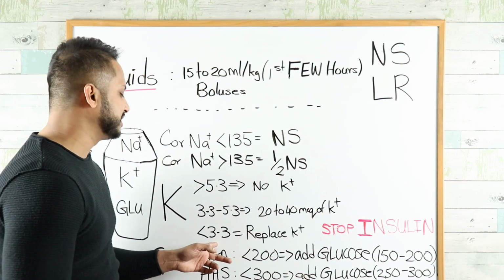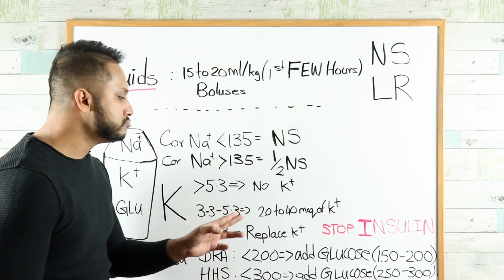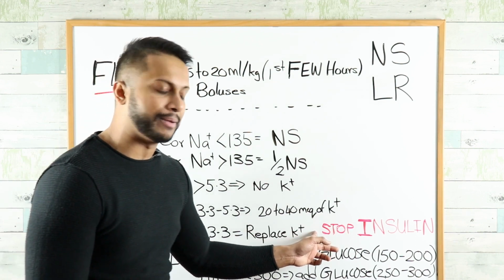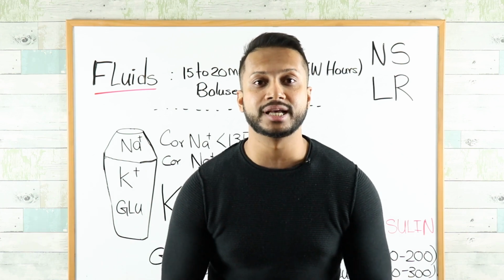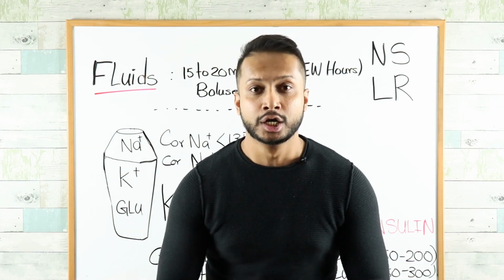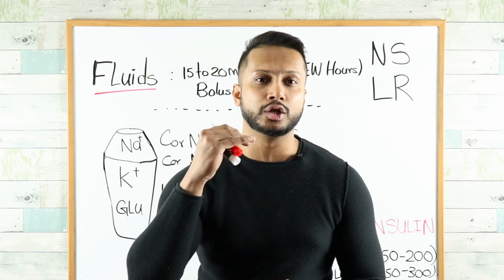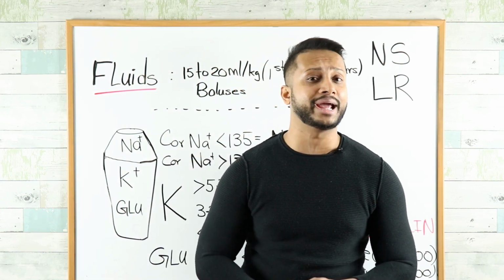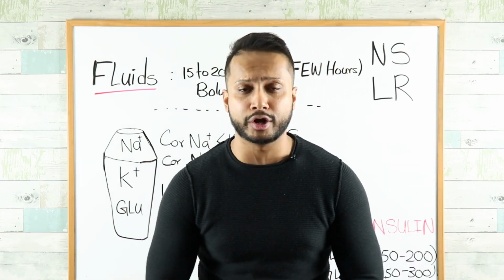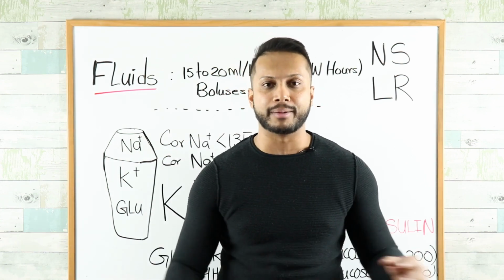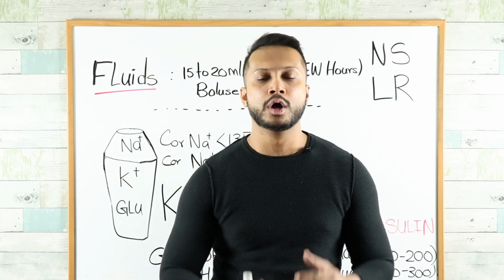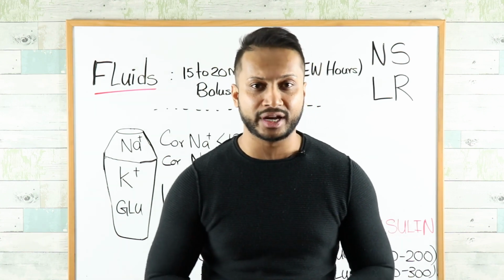The moment your potassium gets below 3.3, you must stop your insulin drip. It is so important. Reason is this, guys. Insulin actually stimulates the uptake of potassium into the cells. So if your potassium level has reached the lower limit of normal, which is 3.3, at this point, I don't care what's going on, you run to your patient and you immediately stop your insulin drip. That is the first step you have to do when your potassium reaches 3.3, guys.